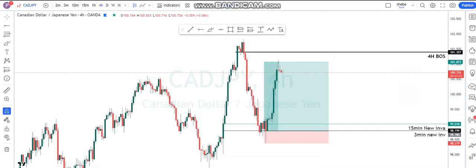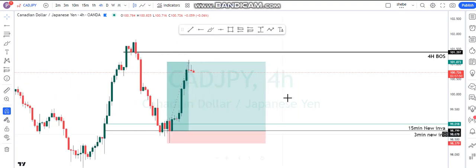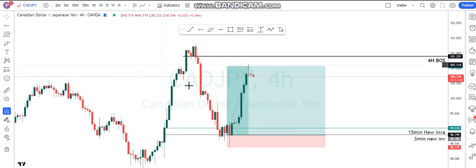Yeah, just like that, guys. Just simple. We just wait for our break of structure. The strategy is very clear and very understandable.